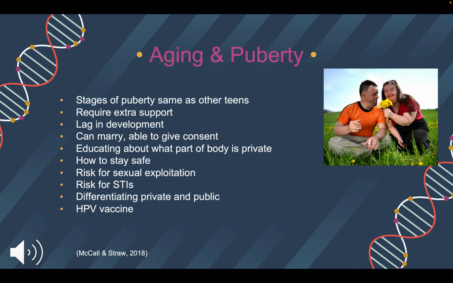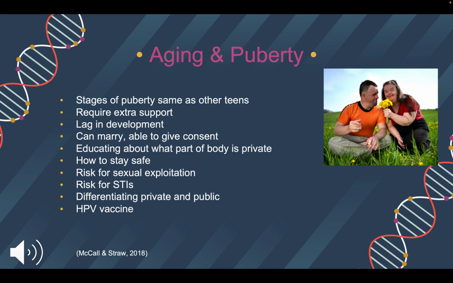Stages of puberty for teens who have Down syndrome are the same as other teens. However, they require extra support such as talking about pregnancy, contraception, sex, sexual health, sanitary health for menstruation, family matters, relationship, personal, and social skills. They may lack development of social maturity, emotional self-control, social communication, abstract thinking, and problem-solving abilities.